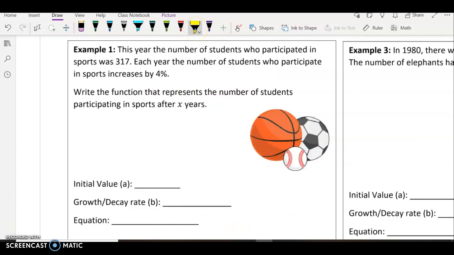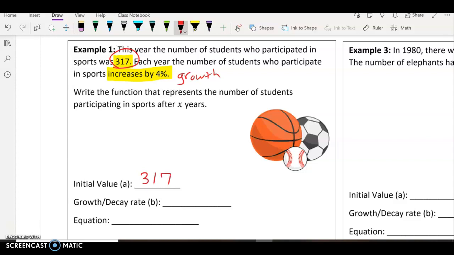So let's look at our first example. Our first example is the following. This year, the number of students who participated in sports was 317. Each year, the number of students who participate increases by 4%. Increases tells us this is a growth. Okay, very important to note. And this is how many we started with, our initial value.